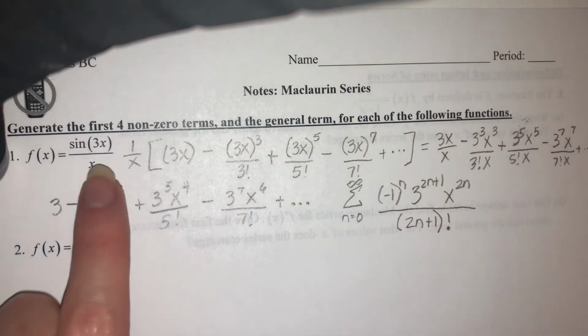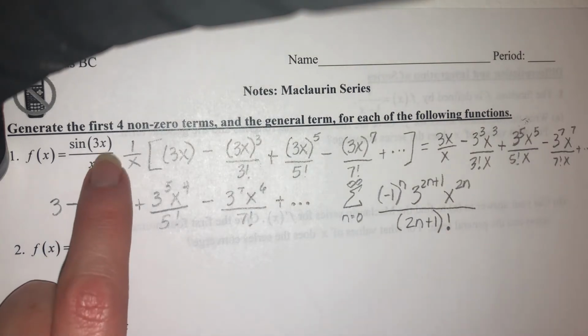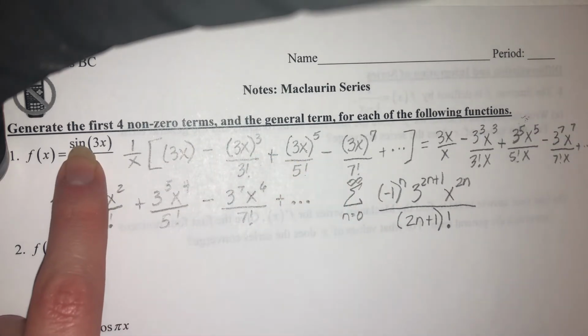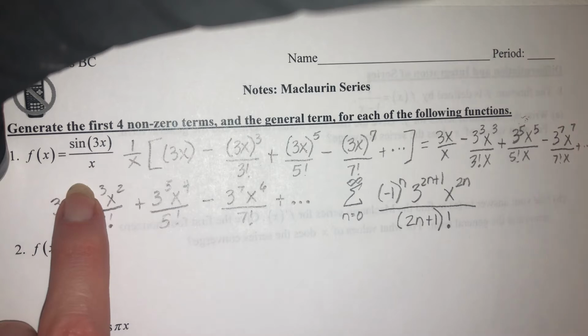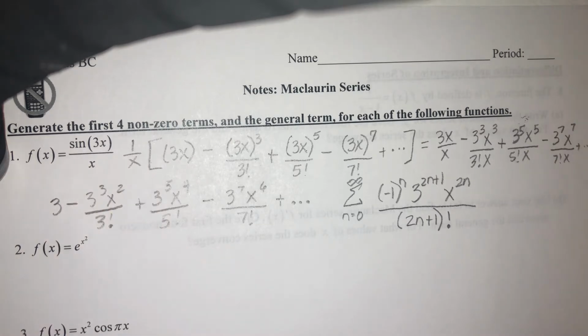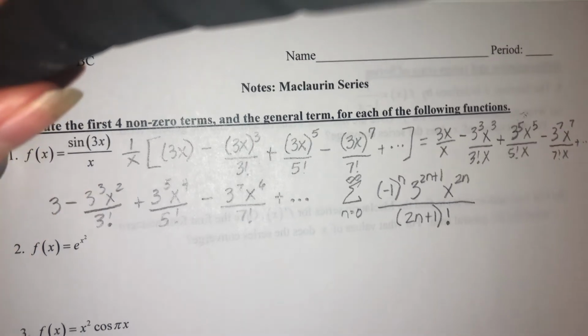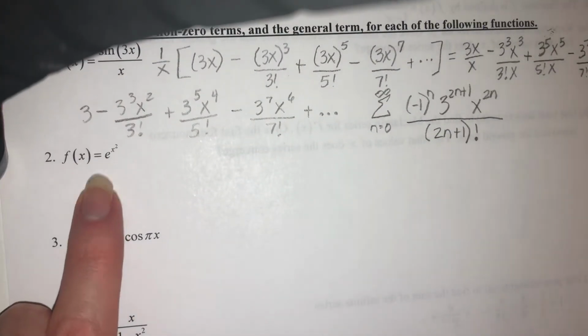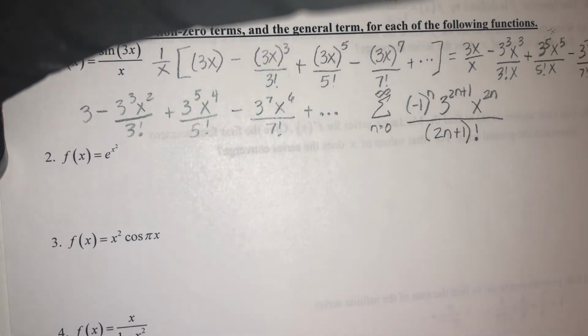So you can see we handle the composition by substituting something in place of each of the x's in a known Maclaurin series. And we also handled a, you can consider it a product or even a quotient because we divided everything by x or we multiplied it by 1 over x, kind of the same thing. All right, so what are we going to do on the next one, number 2? We have e to the power of x squared. So this is another composition.